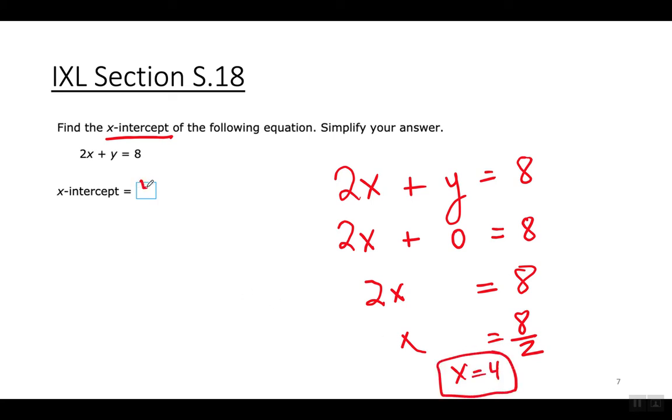If you're understanding this, I encourage you to do the IXL while I continue to do examples. All right, so you could use your time wisely. Si están entendiendo, deben estar haciendo el IXL si pueden, en lo que yo estoy explicando más ejemplos.